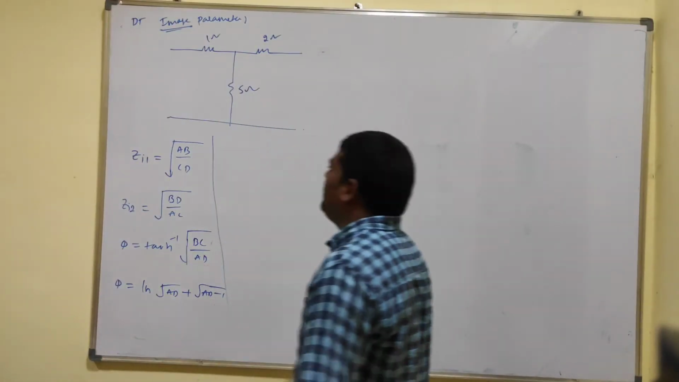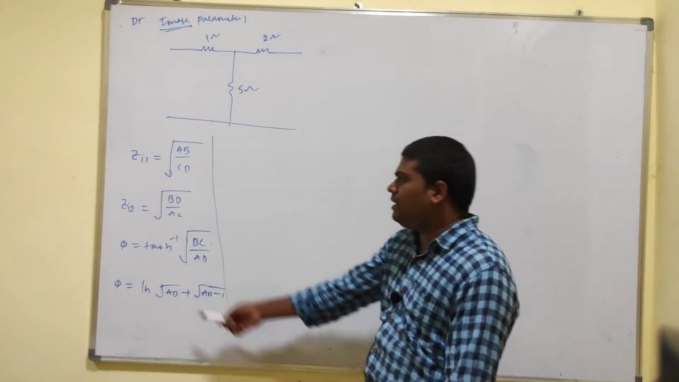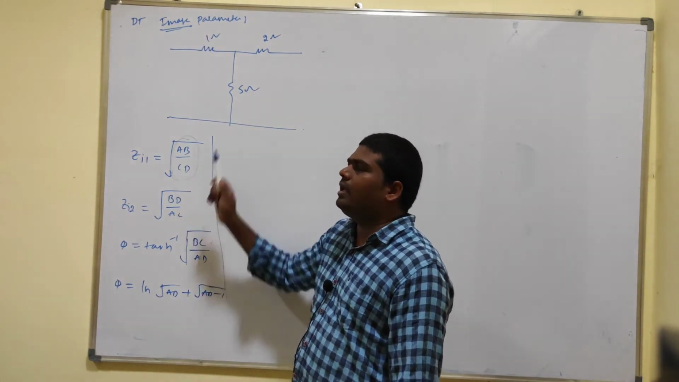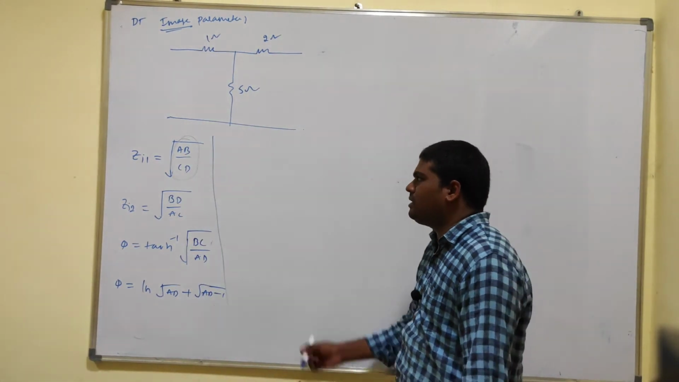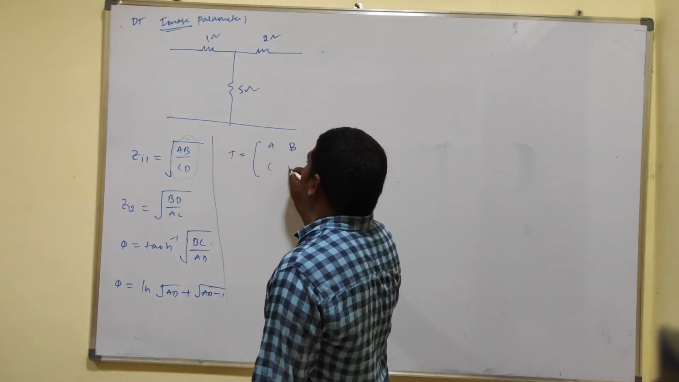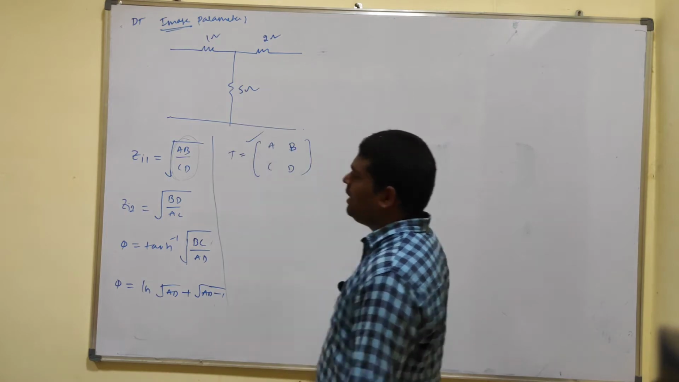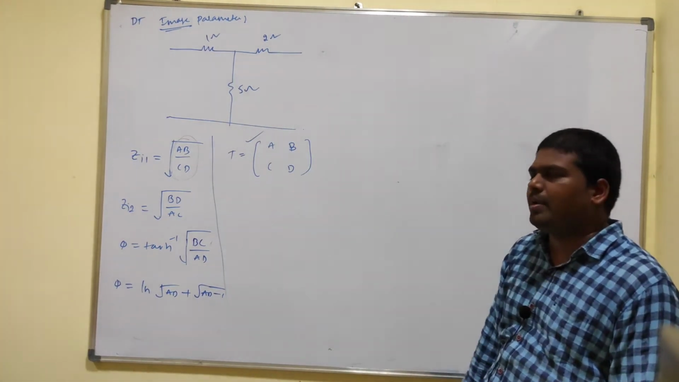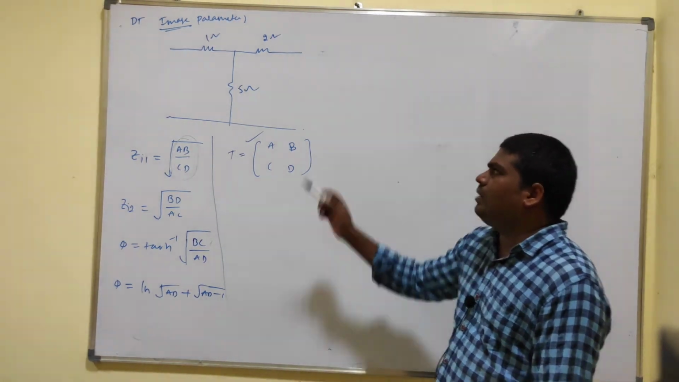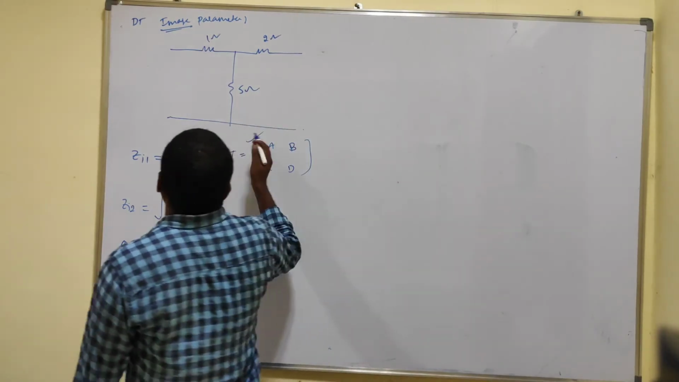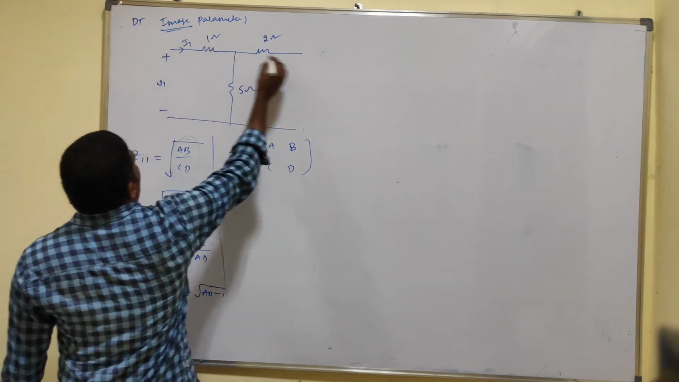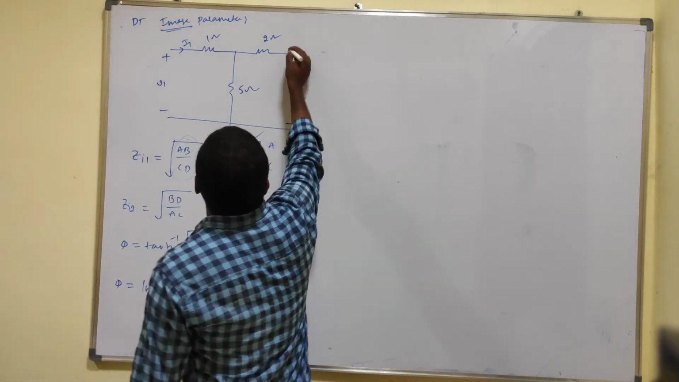So first, to calculate all these parameters, we need to evaluate ABCD, which is nothing but the transmission parameters. First you evaluate this T network, the transmission parameters. Then obviously you can find all these parameters. So for a given network, we need to calculate the ABCD parameters. Just take the variables V1, I1, and plus or minus V2 and I2.